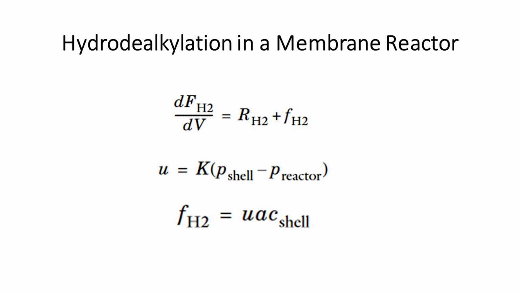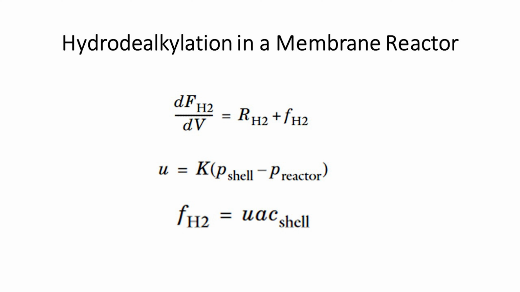The velocity of hydrogen gas across the porous membrane can be described by Darcy's law, which is shown by this expression, where K is the proportionality constant, P shell is the gas pressure on the shell side of the membrane, and P reactor is the pressure on the reactor side. The molar flow rate per unit volume across the membrane then becomes this expression, where A is the membrane surface area per unit volume and C shell is the concentration of hydrogen on the shell side.